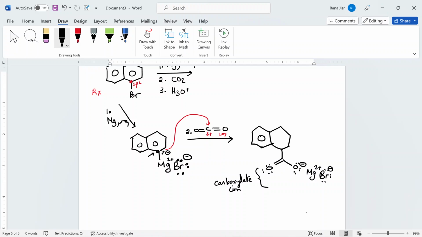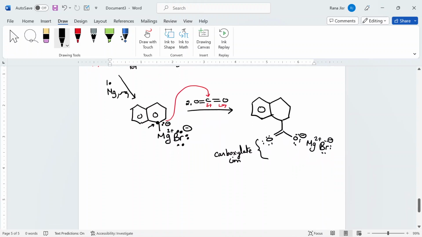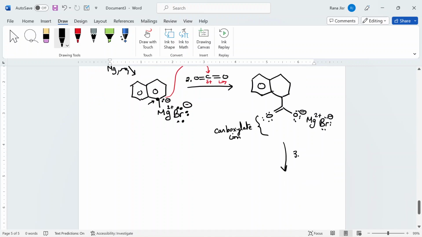I'm not done yet because I've used it with just carbon dioxide. I still need to protonate because every product that you form has to be a 0 charge. It cannot be in an ionic form because if it's in its ionic form, it's not going to be called a product. So now my last step in there is the H3O plus. And this is the last step, which we call a protonation step.